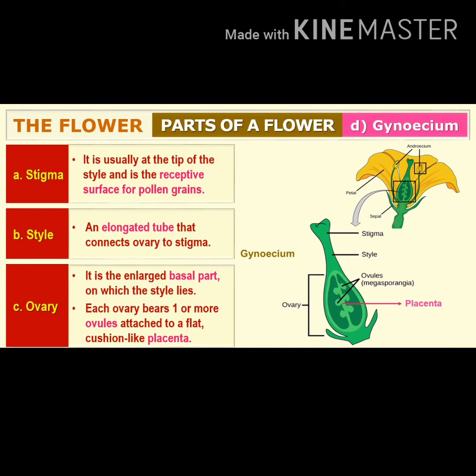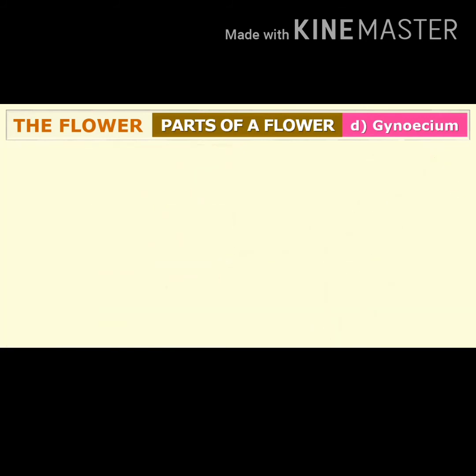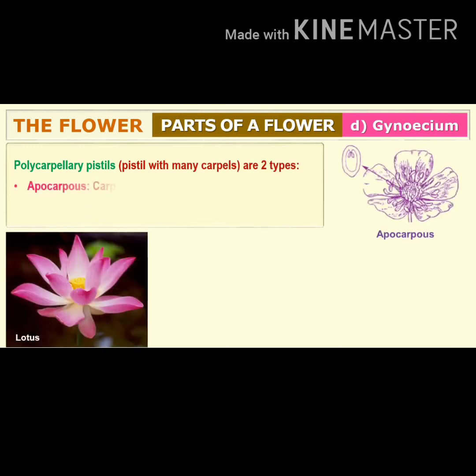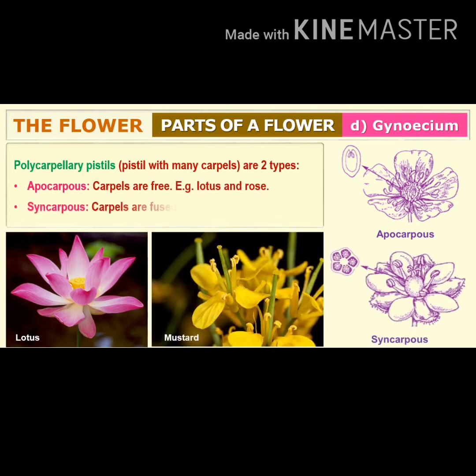Based on the number of carpels, pistils can be divided into two groups: polycarpellary pistils and monocarpellary pistils. Monocarpellary pistils consist of only one carpel, but polycarpellary pistils consist of many carpels. In polycarpellary pistils, the carpels may be fused or free. Based on that, they are divided into two groups: apocarpous and syncarpous. In apocarpous, the carpels are free. Example, lotus and rose. In syncarpous, the carpels are fused. Example, mustard and tomato.